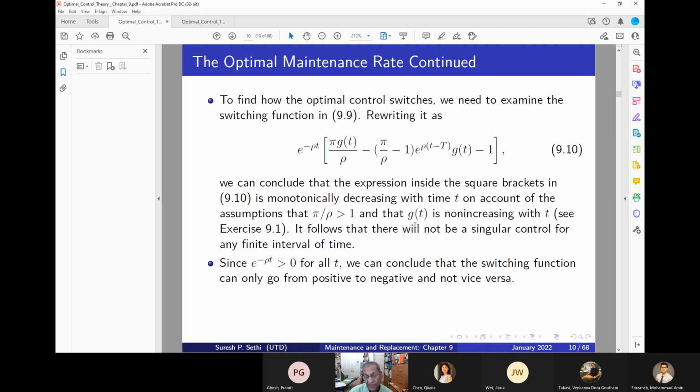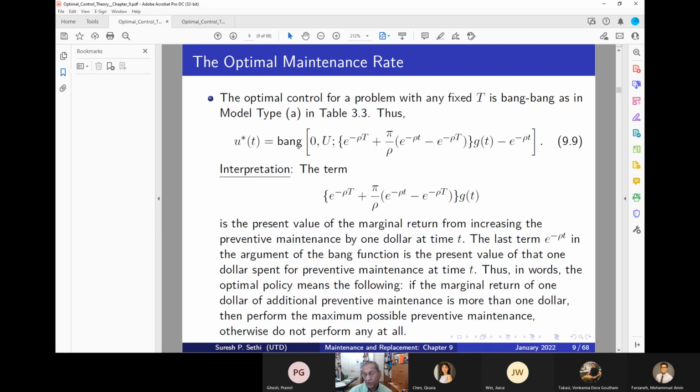So we get two things out of it. If it's strictly monotonically decreasing, then we're not going to have any place where the switching function will stay at 0. If it doesn't stay at 0, then it is only at one point, and we don't care about it. The second fact is that if it's monotonically decreasing, then the control can only go from U to 0. So we maintain maybe more in the beginning, and then we don't maintain towards the end.